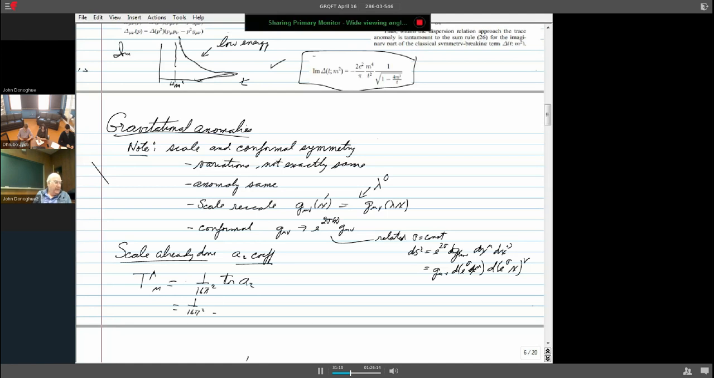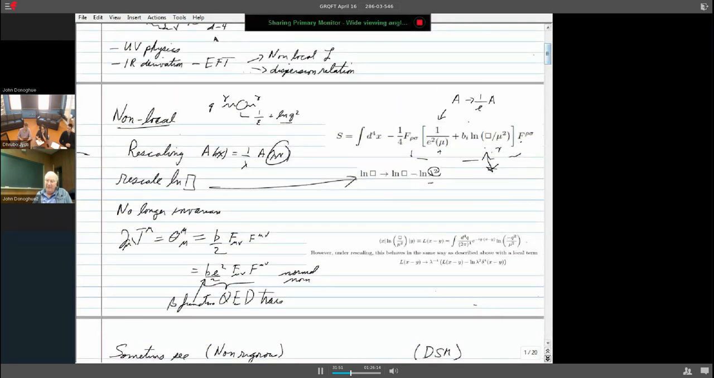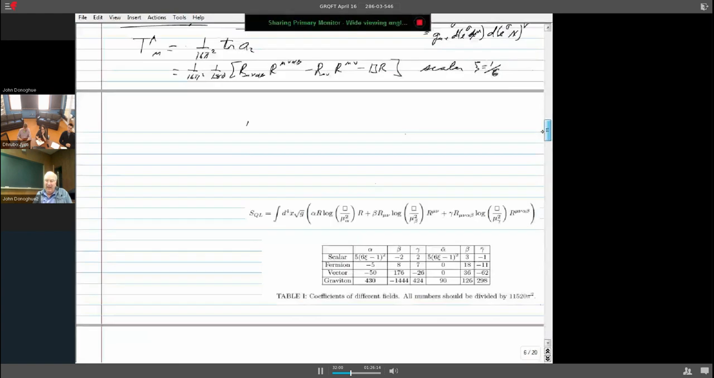We can do the scale symmetry already, because all you really need to do is get the A2 coefficient, because that's the calculation we did. And so T mu nu is then 1 over 16 pi squared times the trace of the A2 coefficient. For example, for a scalar field, this is 1 over 16 pi squared, 1 over 180, R mu nu alpha beta R mu nu alpha beta, minus R mu nu R mu nu, plus box R, and this is for the scalar. I've used C equal to 1/6 because I'm going to be doing that anyhow.